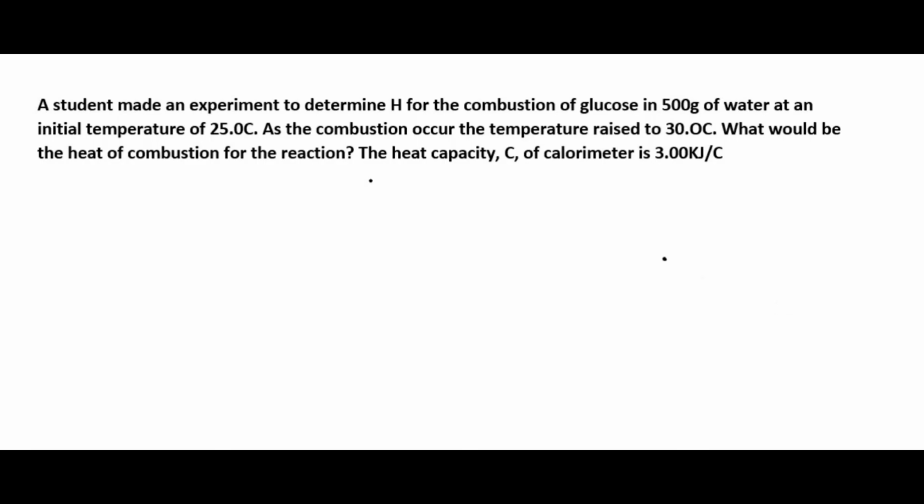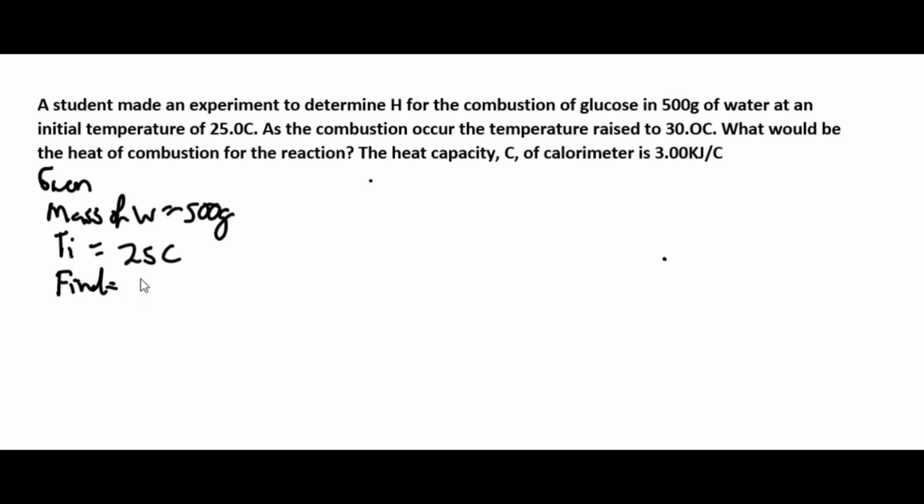So let's determine the given. So we are given mass of water 500 grams, then initial temperature Ti 25 Celsius, final temperature is 30, heat capacity of calorimeter is 3.00 kilojoules over C.